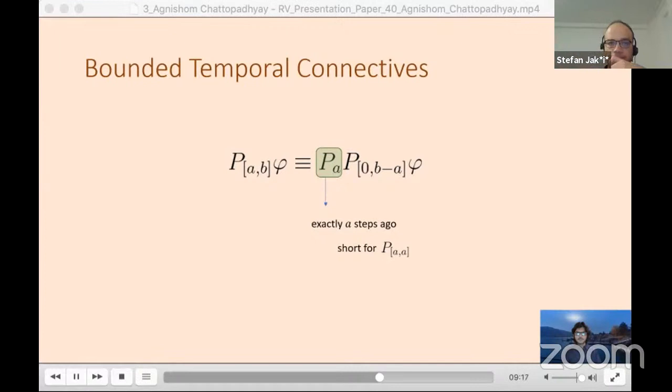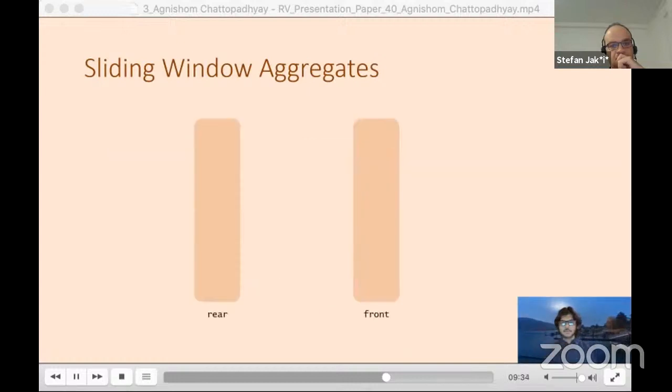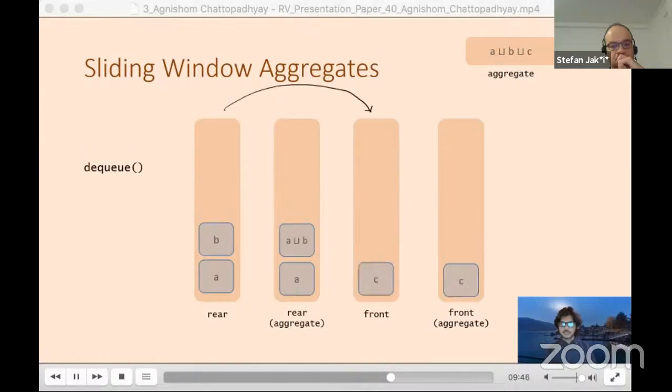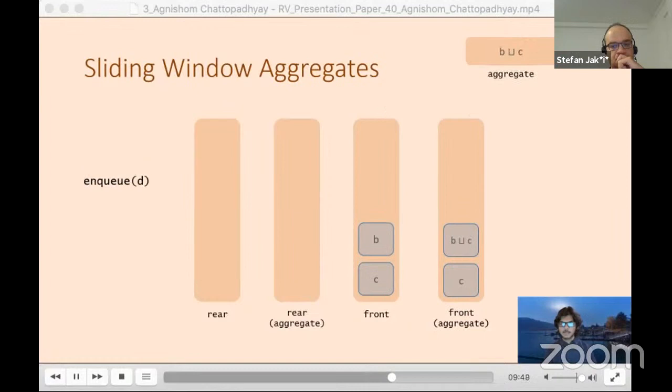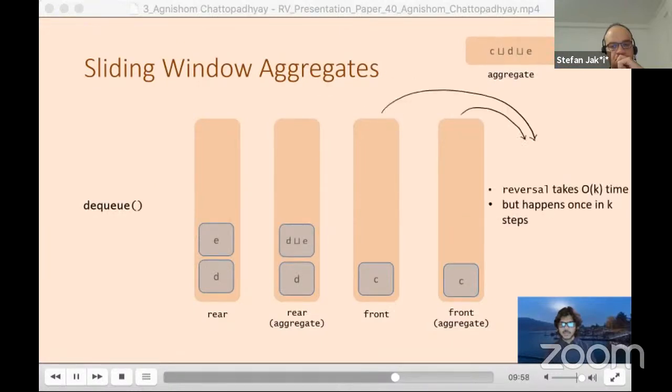The other piece of this decomposition is P sub 0, K for some constant K. Let us look at how to handle them. P sub 0, K is the finite join of the last K robustness values. This could be thought of as computing aggregates over a sliding window of fixed size K. To compute sliding window aggregates, we use a data structure similar to the queue implemented with two stacks. Additionally, we keep two stacks which record the aggregates of the rear and the front stacks. The actual aggregate can be found by combining them. As before, dequeues may have some latency occasionally, but the cost is amortized so that every operation takes O of 1 time.